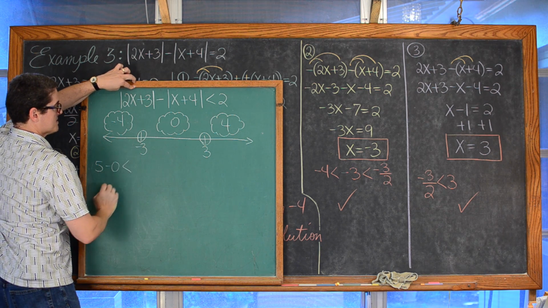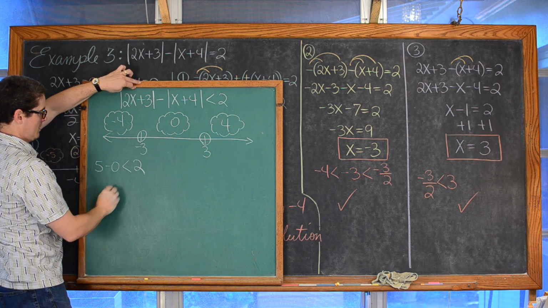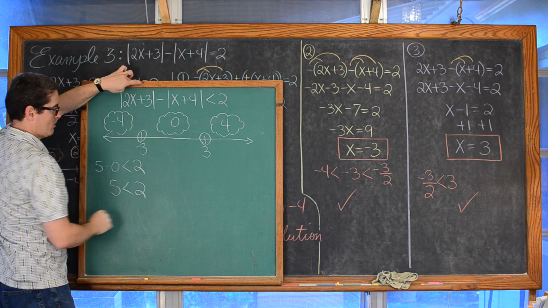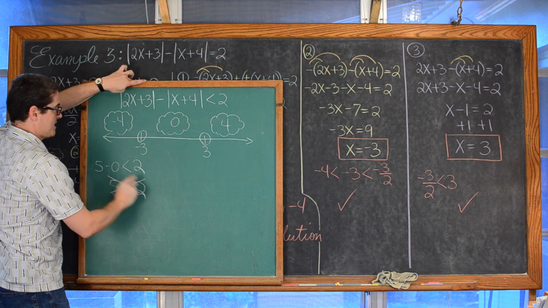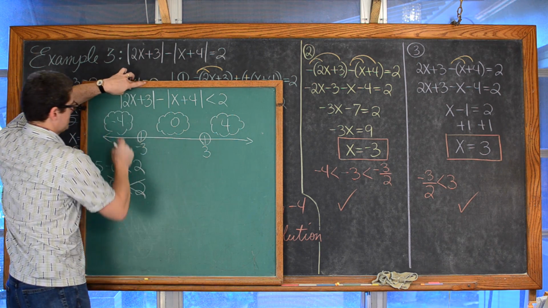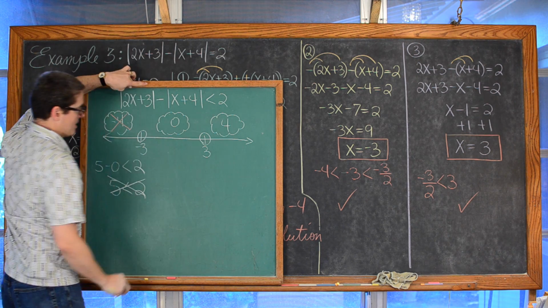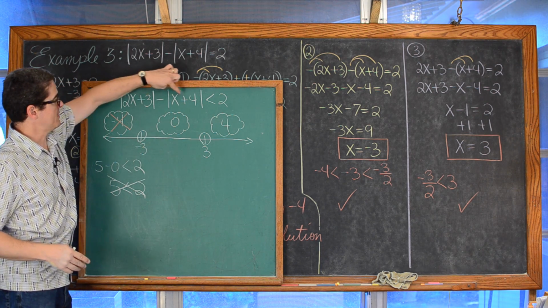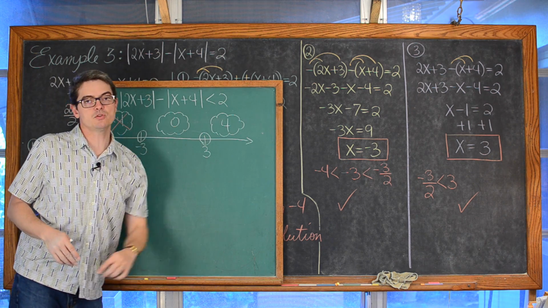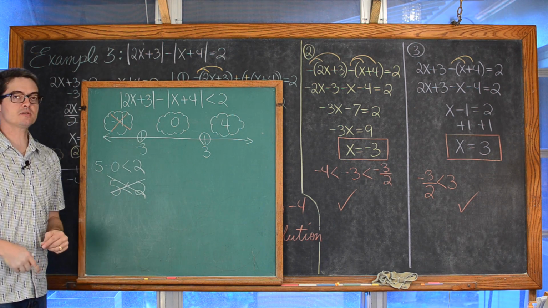Is that less than 2? Is 5 less than 2? Well, we know the answer to that. The answer is a big fat no. So this portion of our number line does not work, does not give us a left side which is less than 2. Let's plug in 0.